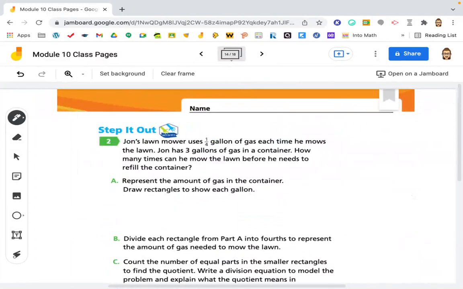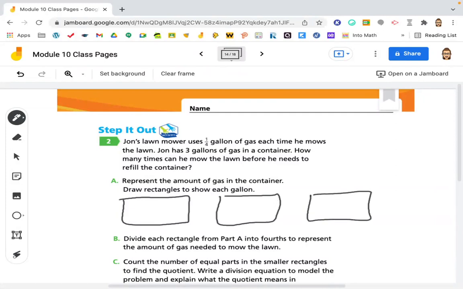So last question here. It says, John's lawnmower uses 1/4 gallon of gas each time he mows the lawn. John has 3 gallons of gas in a container. How many times can he mow the lawn before he needs to refill the container? Represent the amount of gas in the container and draw a rectangle to show each gallon. So 1, 2, 3 gallons. Then it says divide each rectangle from part A into 4s to represent the amount of gas he needs.